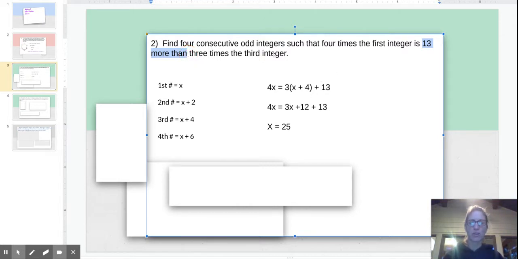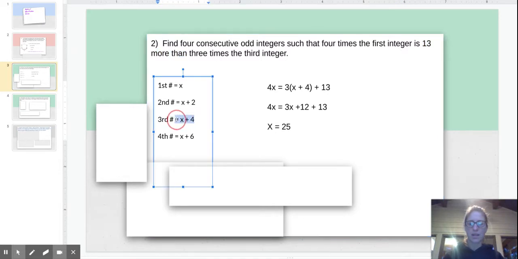3 times the third integer. So where's the third integer? 1, 2, 3. Here's the third integer. I need 13 more than 3 times that. So here's 3 times that plus 13. There's my equation.